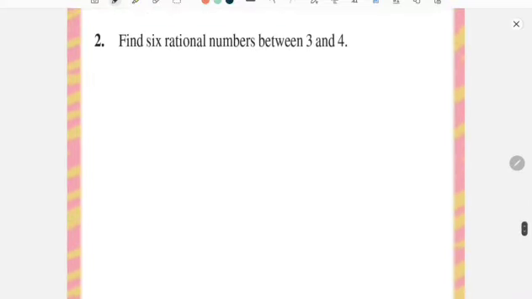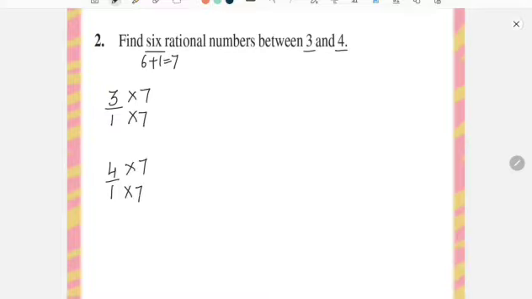Question number 2, you need to find 6 rational numbers between 3 and 4. Now how do we do that? ये कैसे करते हैं हम? We write 3 and 4 in the rational number form, 3 by 1 and 4 by 1. Now how many do we need to find? 6. We'll multiply the rational numbers by 6 plus 1 equal to 7. We'll multiply these by 7.